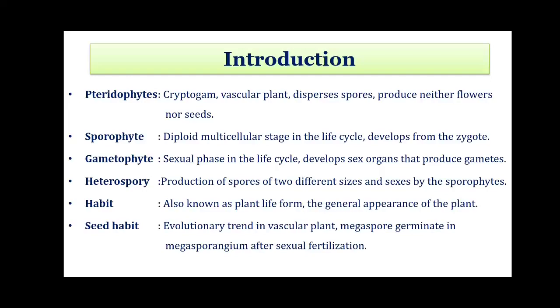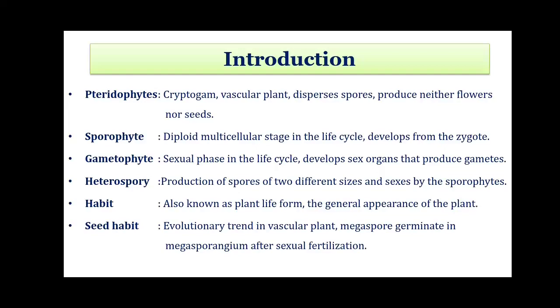Before we begin, first understand some of the terms which are required in this lecture. The Pteridophytes, they are the cryptogamic plants. They are also the first vascular plants. They disperse spores and produce neither flowers nor seeds. Sporophyte is the diploid multicellular stage in the life cycle and it develops from the zygote. So zygote is the first cell in the sporophytic generation. The gametophyte is the sexual phase in the life cycle. The sex organs are developed on the gametophyte and there they produce gametes.